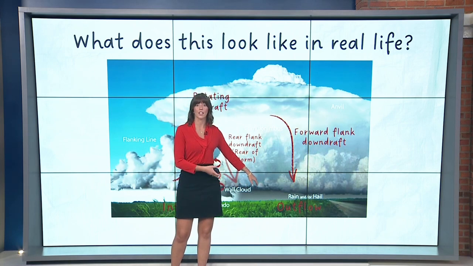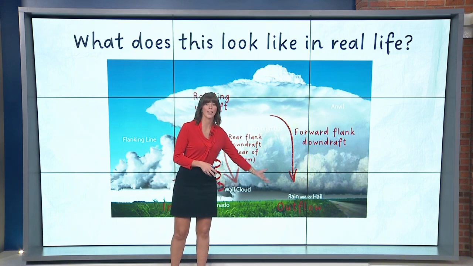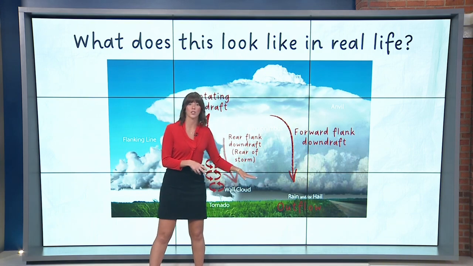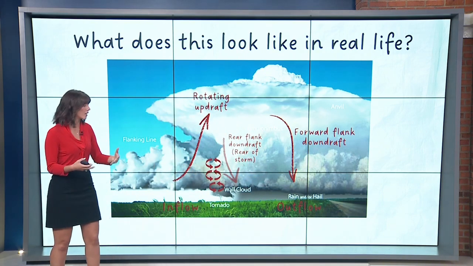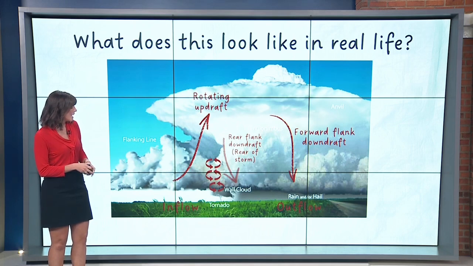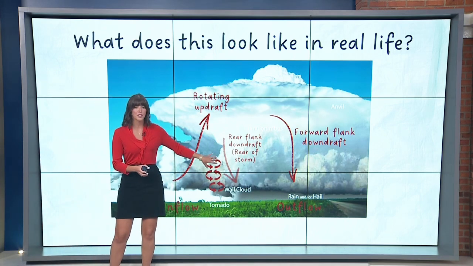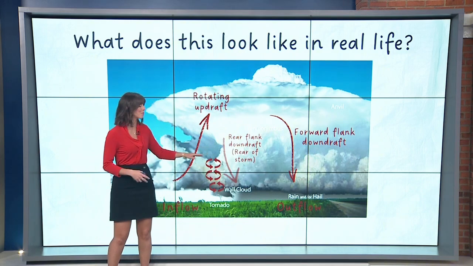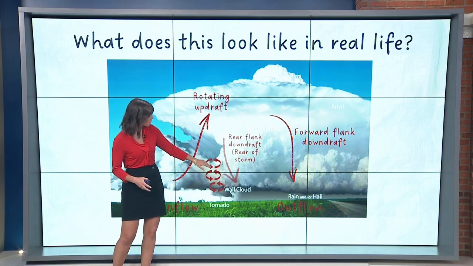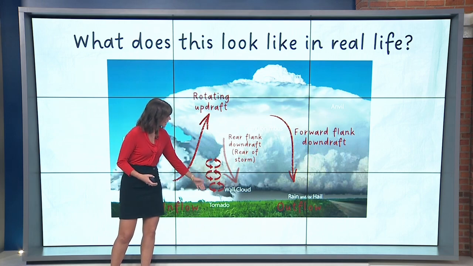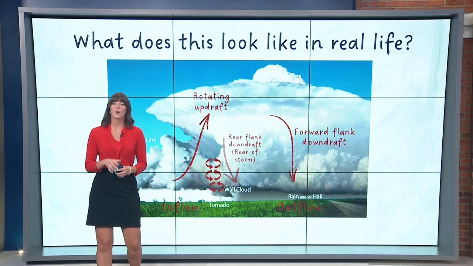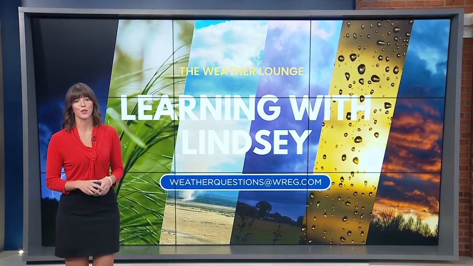We'll have that forward flank downdraft, and there you can see that's where the outflow is, that's where the rain is, the cool air, and you'll typically get a bit of a gust front with this because all of that mass is coming down and hitting the surface at a very, very extreme pace. Then that rear flank downdraft, it's in the rear of the storm. Can't really show it on a two-dimensional picture, but it's going to be near that rotating updraft. And that's what brings down your wall cloud, that rotation down to the surface.